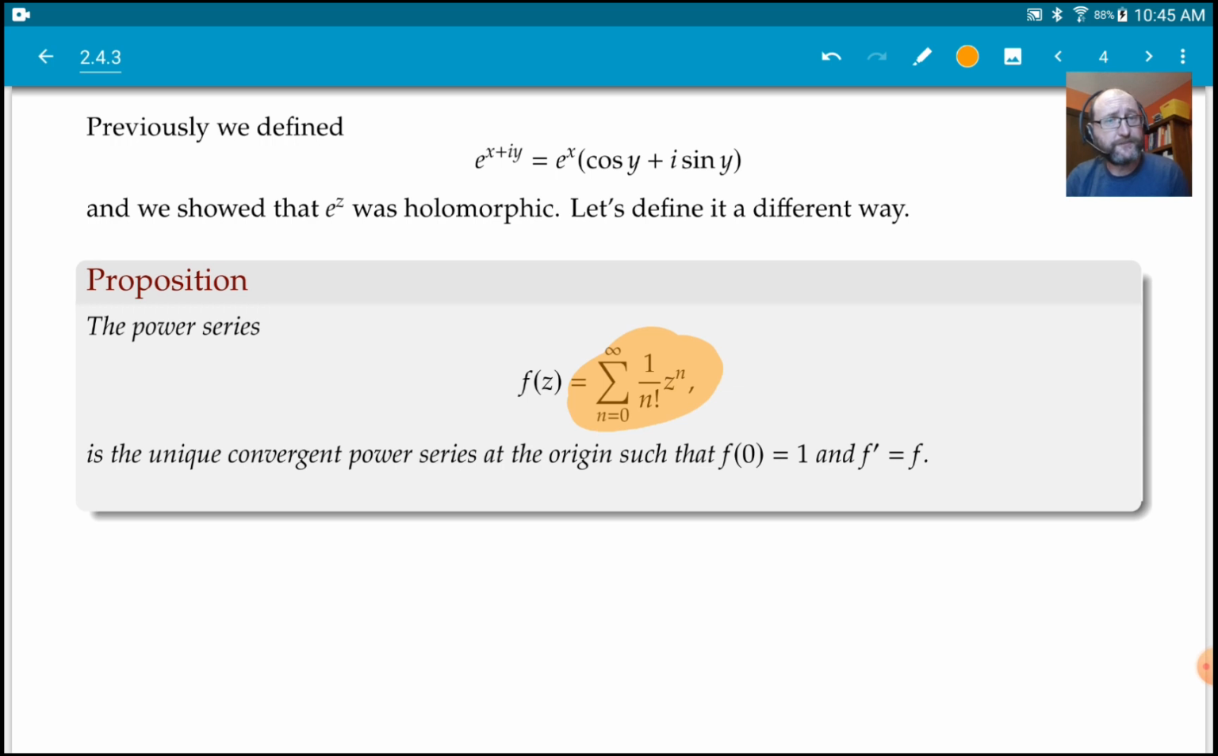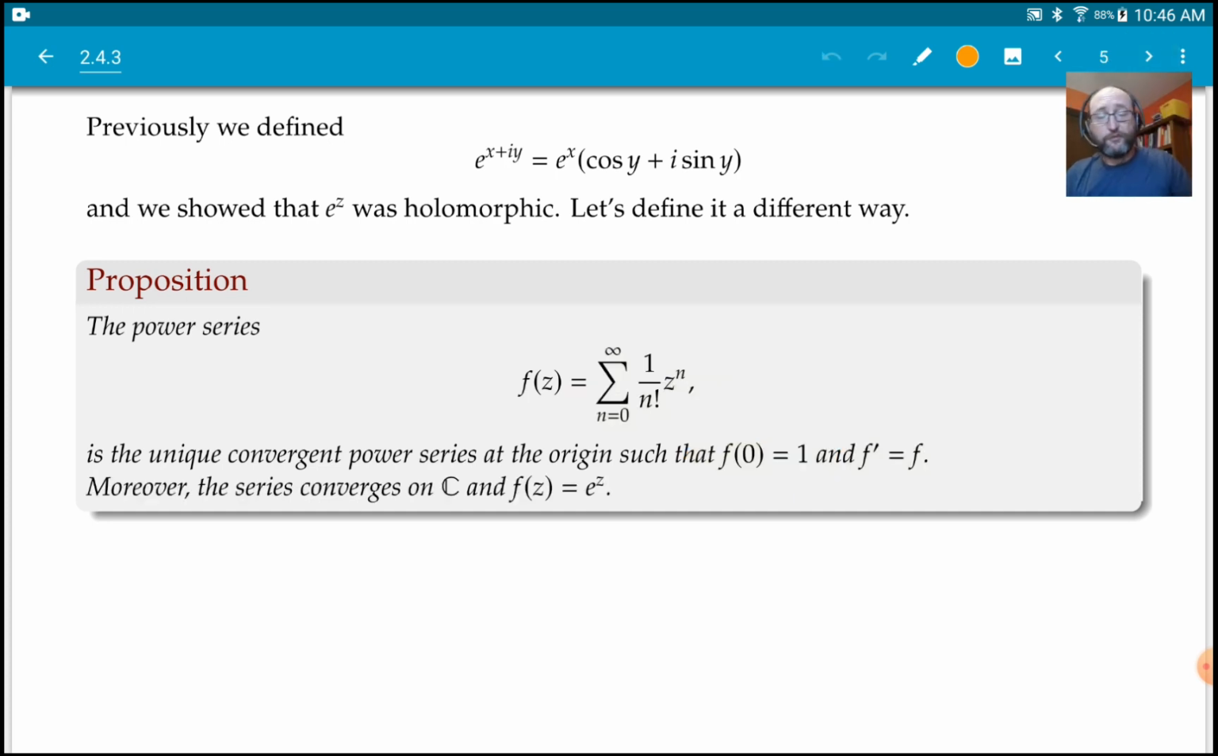If we define a function using this, first, this is convergent, and it's the unique power series expanded at the origin, such that at the origin we get f of 0 is 1, right? What the exponential should be. e to the 0 is supposed to be 1. And this function is its own derivative. We know that power series are complex differentiable. They're holomorphic. We can compute f prime, and so f prime is supposed to be the same thing, right?